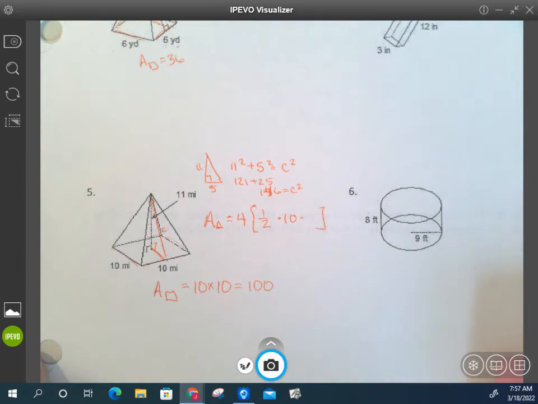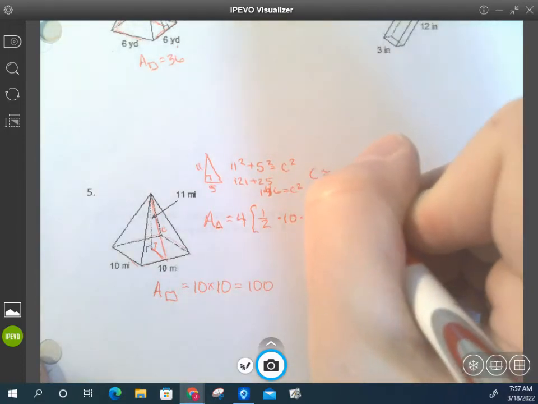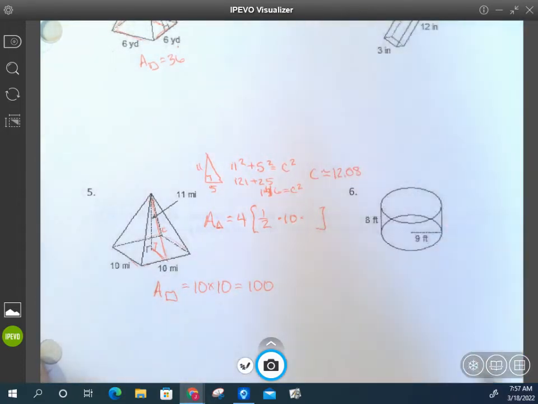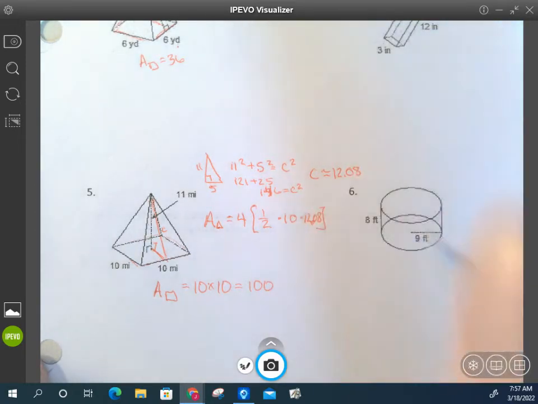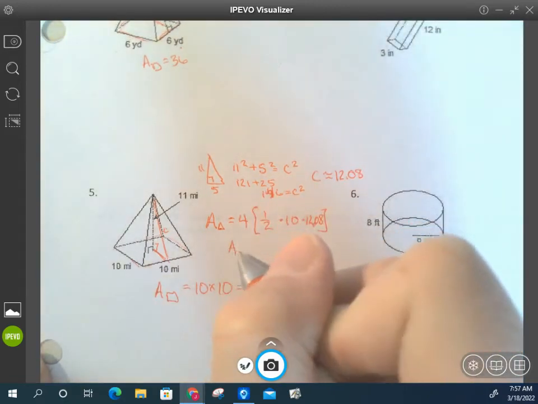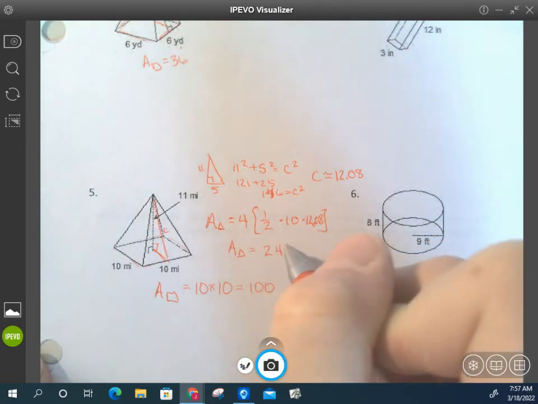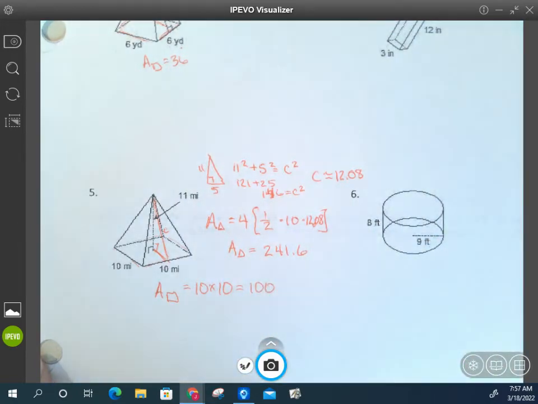12.1? 146. Yeah, we'll keep 12.08. C is about 12.08 because if it's 12, that's 144. So I guess we'll squeeze that in there, 12.08. I don't know how much of a difference that will make. So go ahead and find me this. 4 times a half, you could simplify that just to 2, times 10 times 12.08. I got 241.6. Does anybody agree with me? Well, sure is not a vote of confidence. I got 241.6.